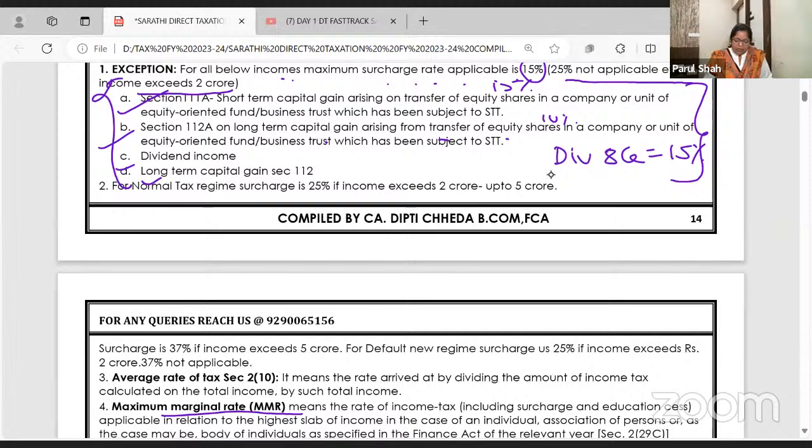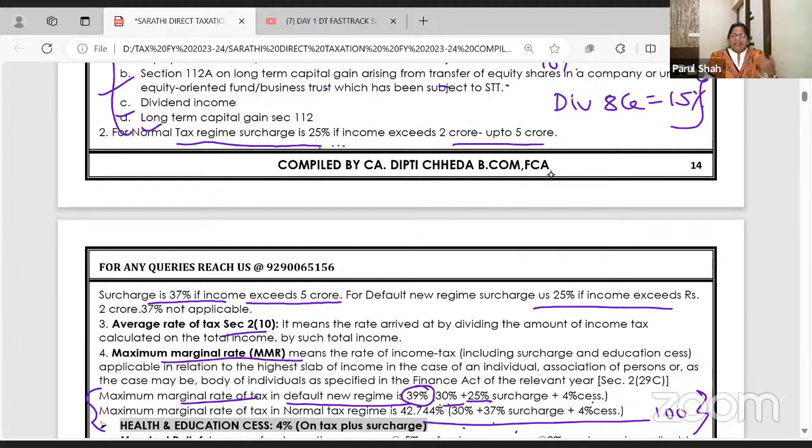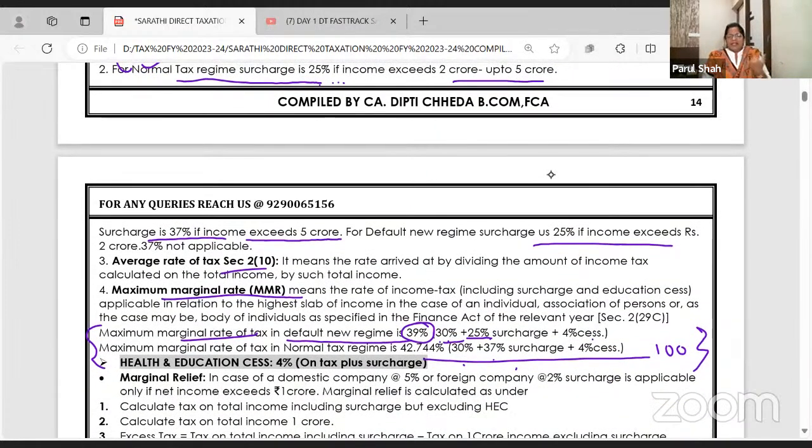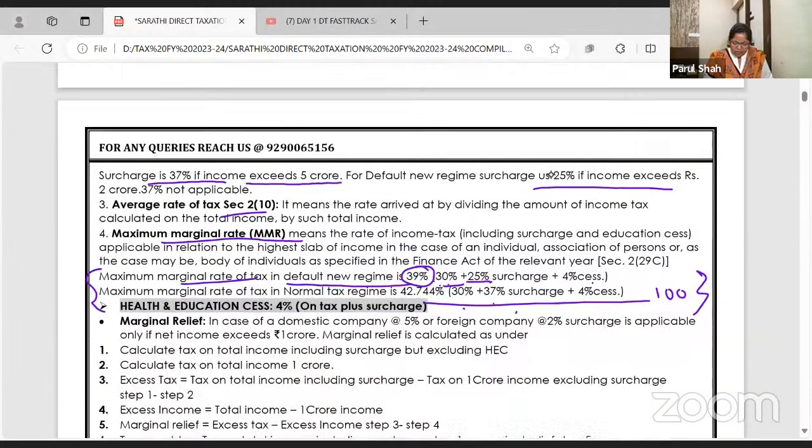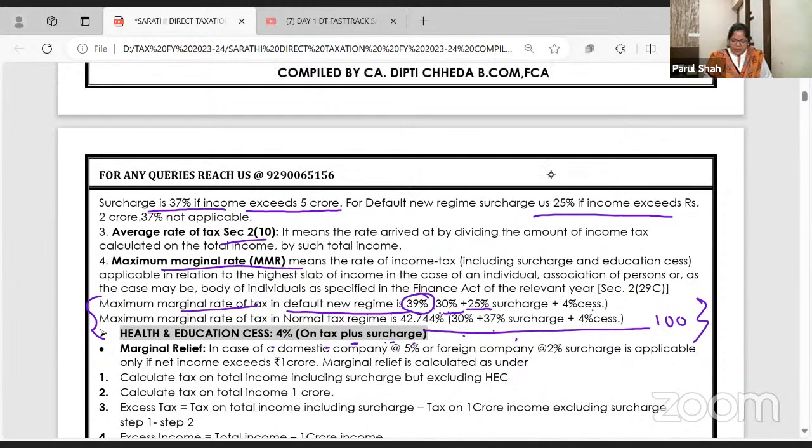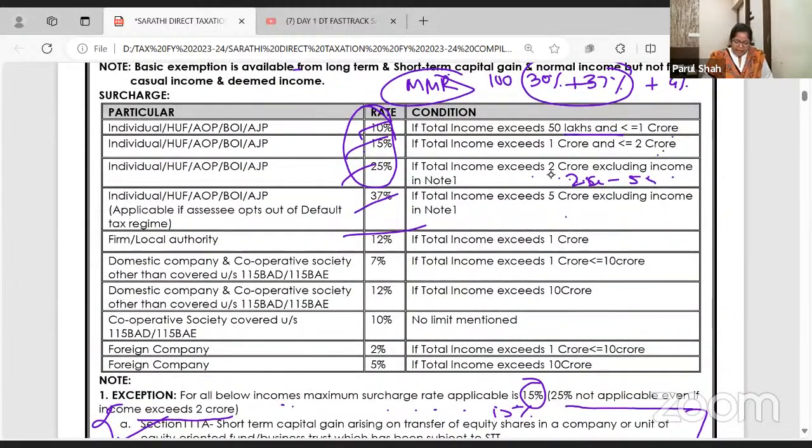Okay? For the normal tax regime, surcharge is 25% if the income exceeds 2 to 5 crore. Surcharge is 37% if it exceeds 5 crore. But for the default regime, it's just 25%. What is the average rate of tax? Total tax divided by total income into 100. This is used in final, in DT and AA topics, not required here. Health and education cess on tax plus surcharge is 4%. We all know this.